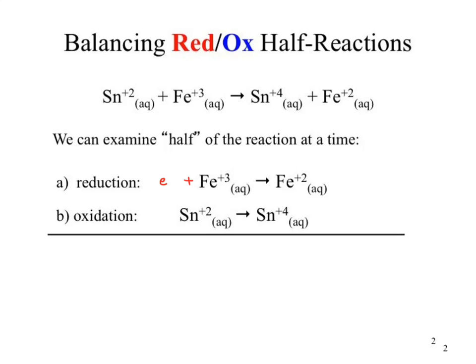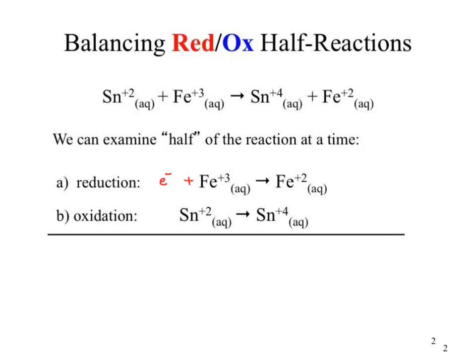Let's add it. There's our electron. What charge is our electron? Negative. Does our charge balance now? What's the charge on our reactant side? Plus 2. Charge on our product side? Plus 2. Does our charge balance? Yeah. What happens in a reduction reaction?